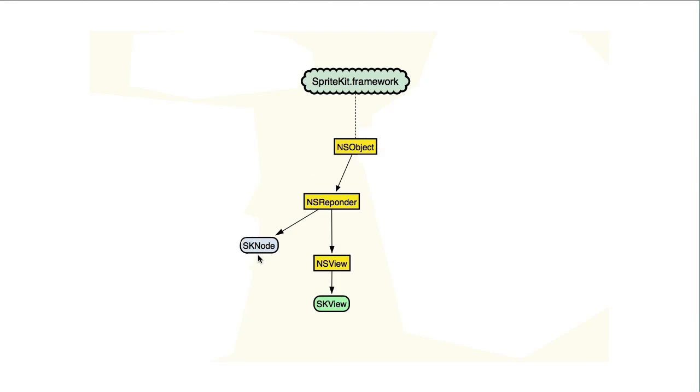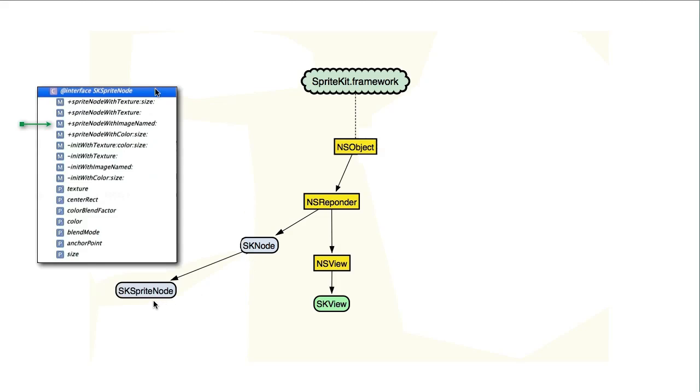Now SKNode has many subclasses. One important subclass is SKSpriteNode. It adds the following properties and methods. One important method, which you will use a lot, is spriteNodeWithImageNamed. You provide an image and this method makes a sprite out of it.